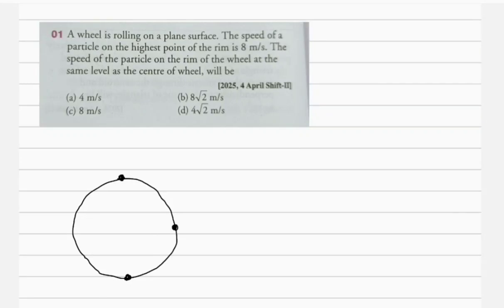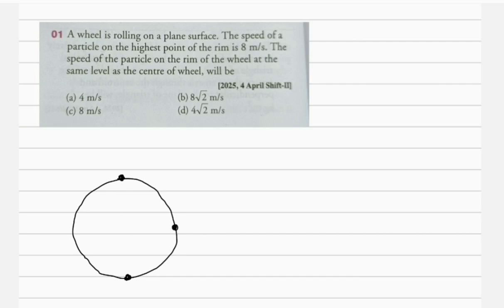A wheel is rolling on a plane surface. The speed of a particle on the highest point of the rim is 8 meter per second. The speed of the particle on the rim of the wheel at the same level as the center of wheel will be: option A 4 meter per second, option B 8 root 2 meter per second, option C 8 meter per second, option D 4 root 2 meter per second.